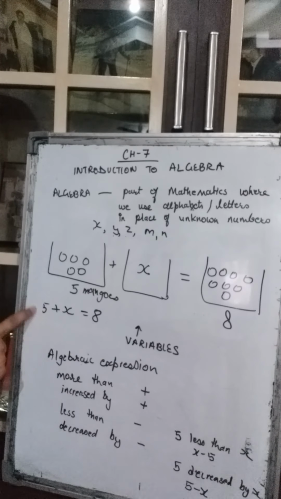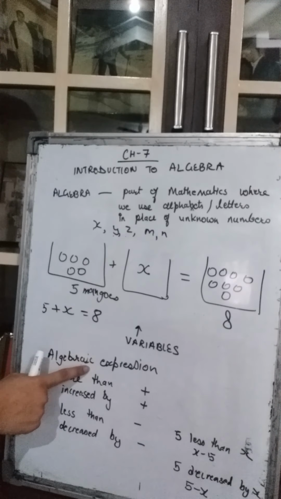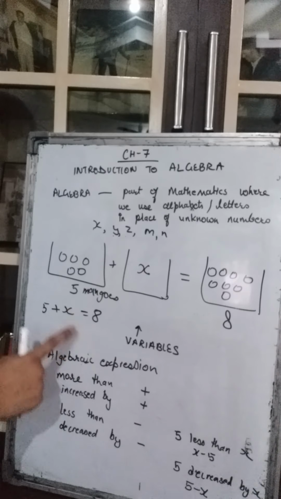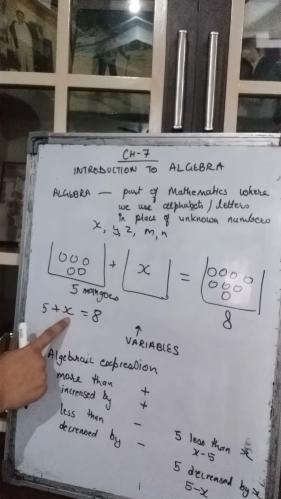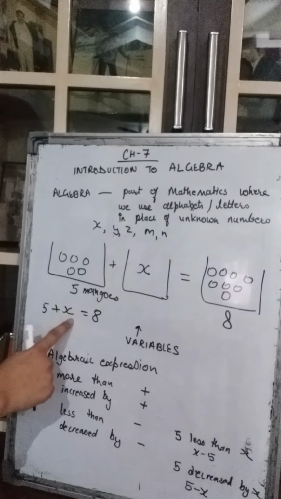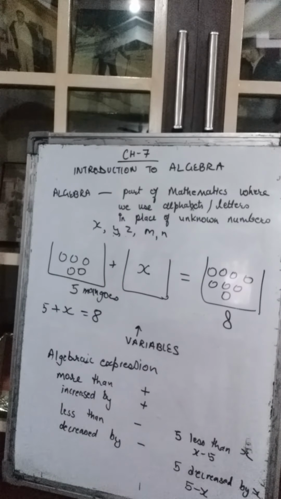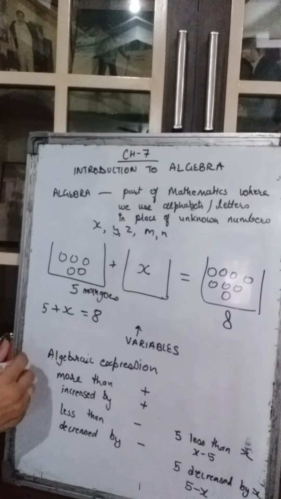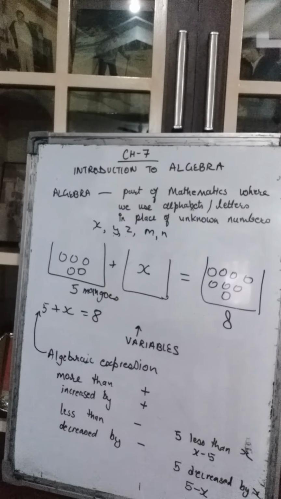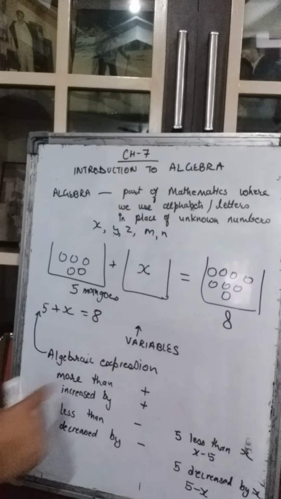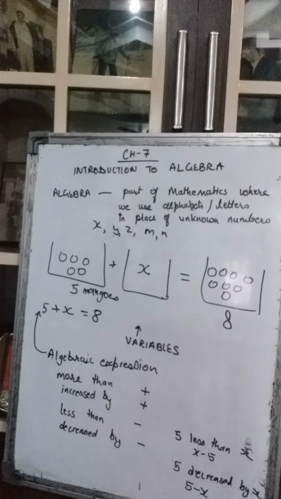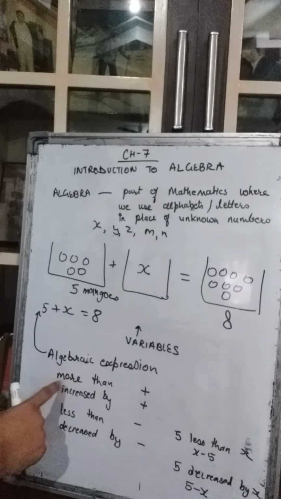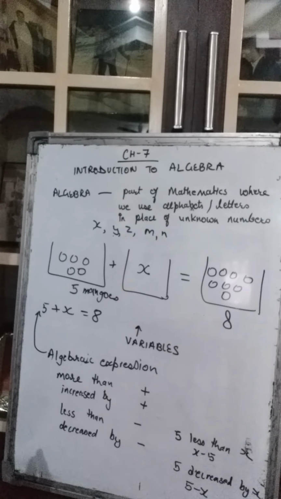So this whole expression is known as an algebraic expression, where there is an alphabet or a letter that is unknown to us. We do not know what is the value of this. So this is called an algebraic expression. In algebraic expressions, you know what we do? We use the verbal sentences, the sentences that we speak out.